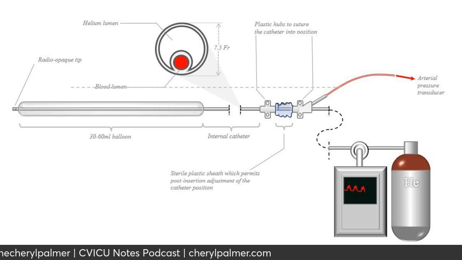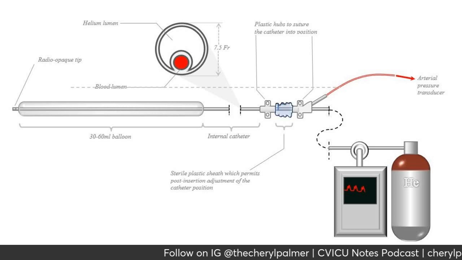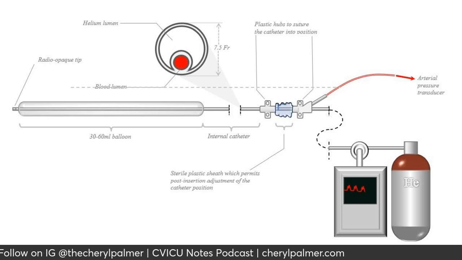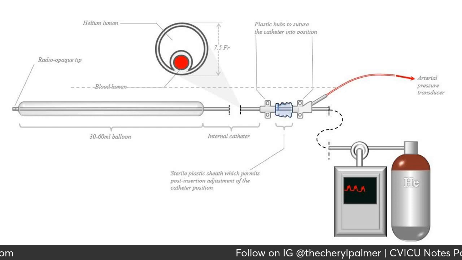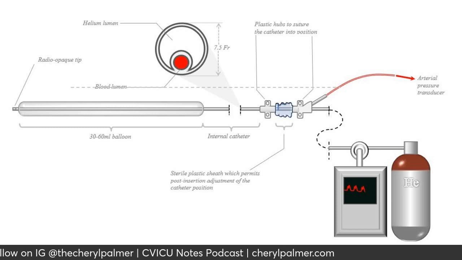Okay, so you can see from the hub to the tip, that's the part that stays inside. And it has a sterile plastic sheath which permits post-insertion adjustment of the catheter. So if it migrates or something like that, they can easily adjust it. And of course, you have your console on the right and the helium.